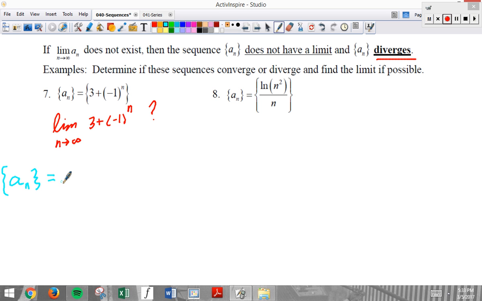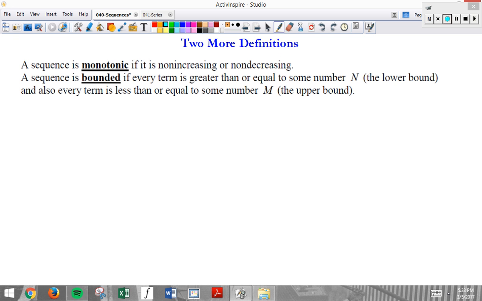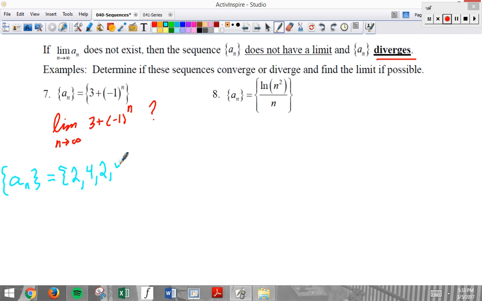This sequence is with 1 in for n, 3 plus negative 1 to the 1, 3 minus 1, 2. With n equals 2, 3 plus negative 1 squared, 3 plus 1, 4. N equals 3. 3 plus negative 1 cubed, negative 1 cubed is negative 1, 2. And it's just going to keep alternating back and forth through its whole life.